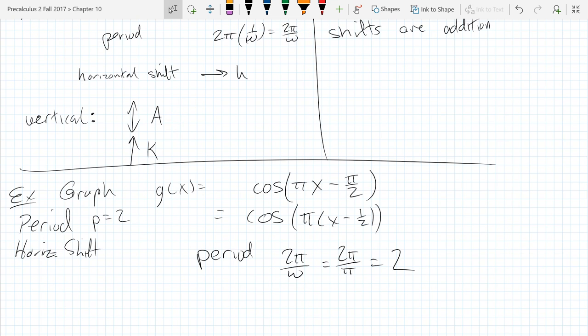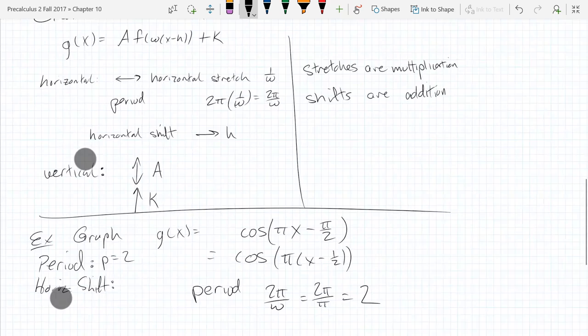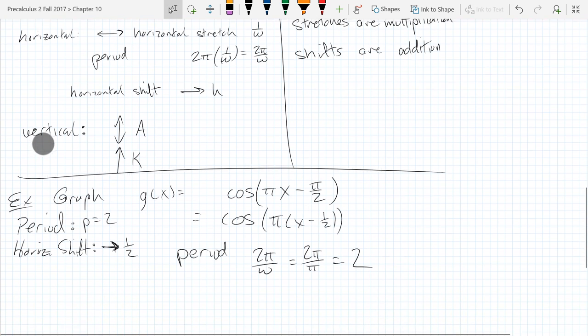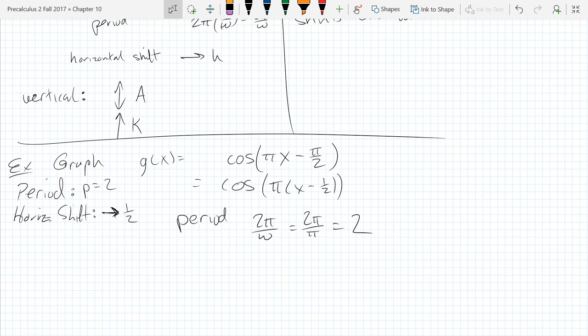What is the horizontal shift? How much are we going to go to the right? So let's look at the form. So what is h for us? Is it minus pi over 2, or is it pi over 2, or is it 1/2? So it's 1/2. And that means half. It looks like minus, but this means half to the right. So we're shifting to the right 1/2. And those are the only two transformations we have to worry about.